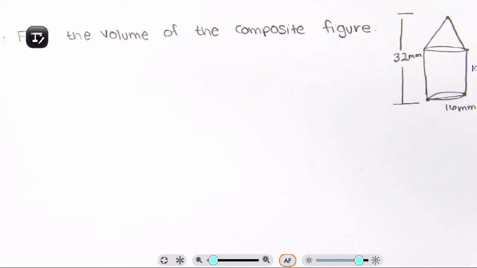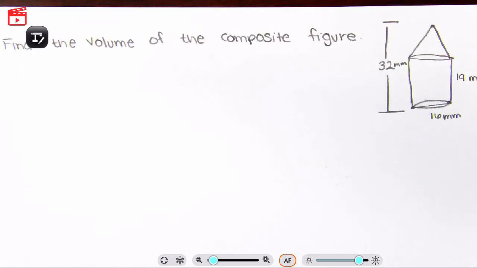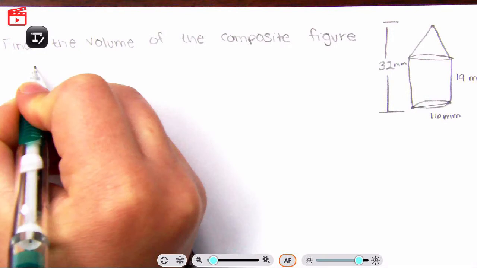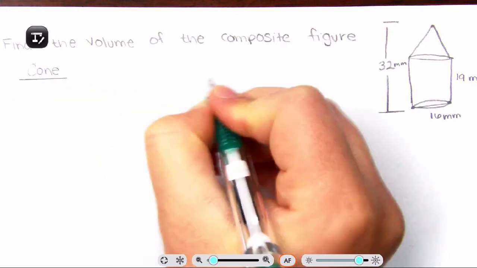Example number 2. There it is. Let me shift that up. Find the volume of the composite figure. We are jumping right into composite figures here. We're going to do them exactly the same way that we've been doing it. Split them up and see what we have. So what do I have? I have a cone. I have a cylinder.